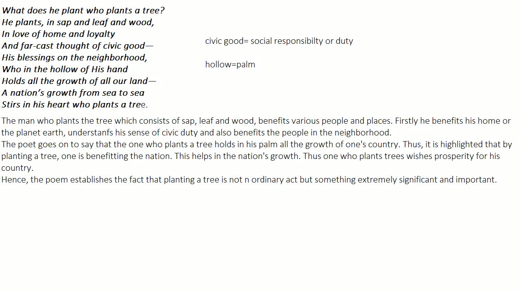And hollow here means the palm of the hand. Okay, so what does he plan to plant a tree? Again, that same refrain which was in the previous two stanzas. He plants in sap and leaf and wood, in love of home and loyalty. Okay, so what does he plant to plant a tree?